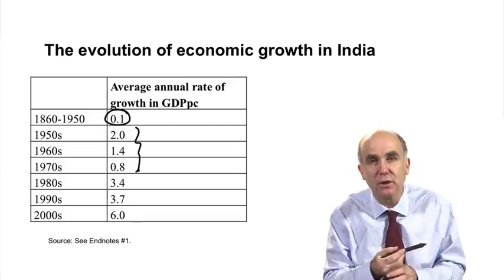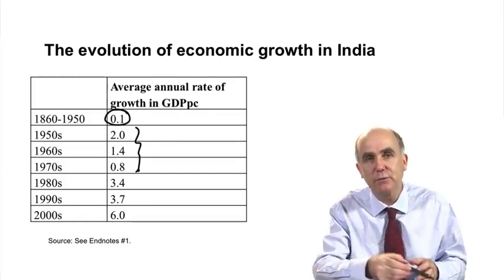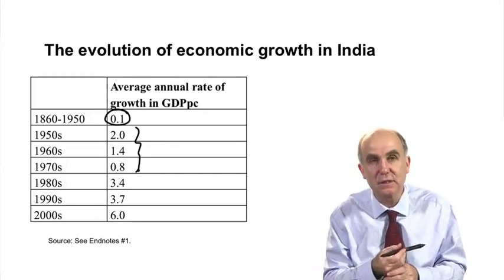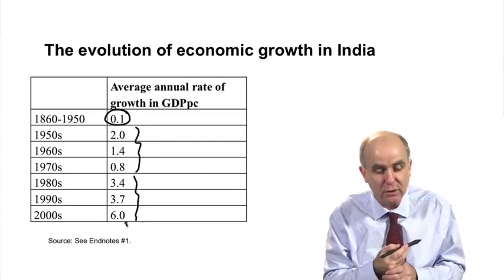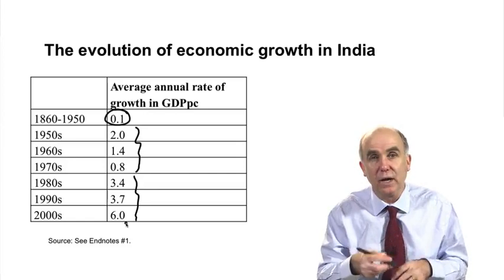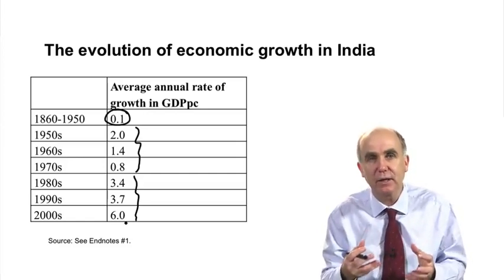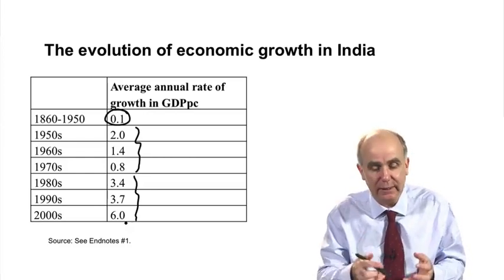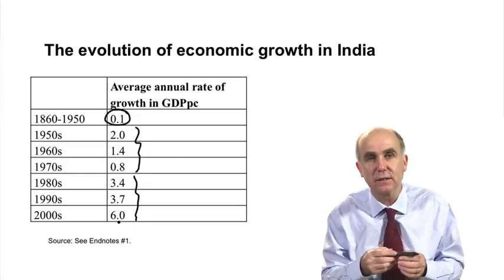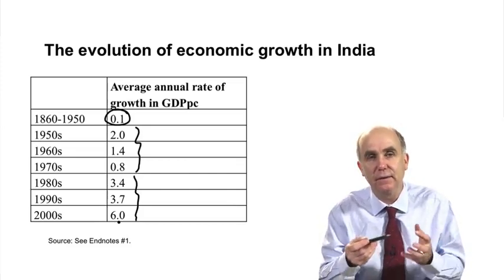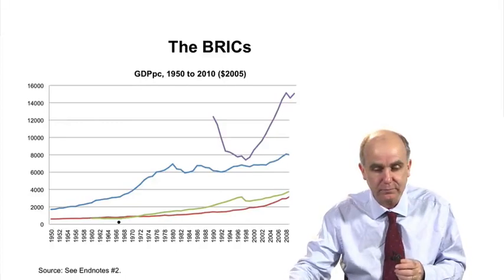But you also observe the rate of growth slowing as we move from the 50s through to the 70s. Then we have a third phase, which is from the 1980s onwards, where we have relatively, by historical standards, higher rates of growth in GDP per capita in India and accelerating, particularly in the 1990s and the 2000s. So these are high rates of growth, and the growth has been getting faster as time goes on.